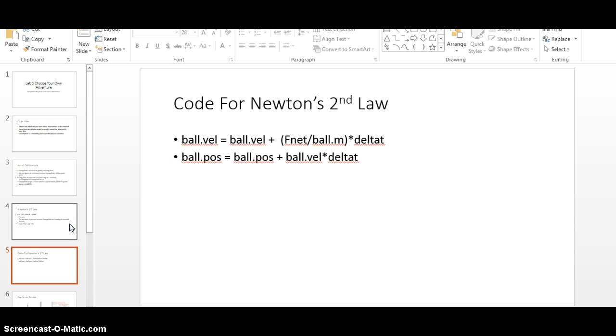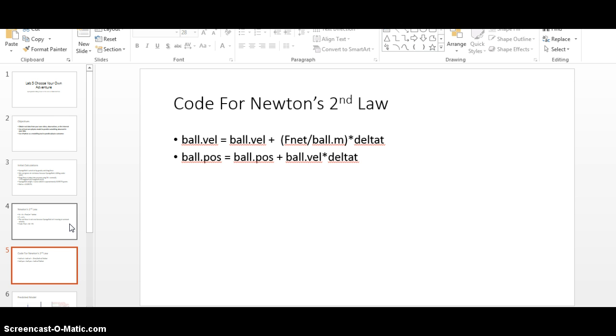Code for Newton's second law. ball.vel, which is equal to the final velocity, set equal to ball.vel, the initial velocity of SpongeBob, plus F net, the total pushes and pulls on SpongeBob, divided by ball.m, the mass of SpongeBob, times delta t, being the change in time.